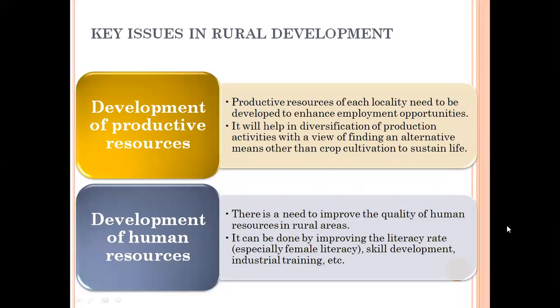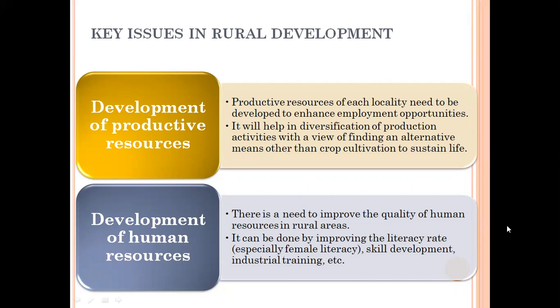Next is development of productive resources. As we know, productive resources help in generating employment opportunities. In rural areas, the main occupation is agriculture, which usually suffers from low productivity and lack of infrastructure, and unemployment is the result of this. Thus, rural development must aim at development of alternative sources of occupation.